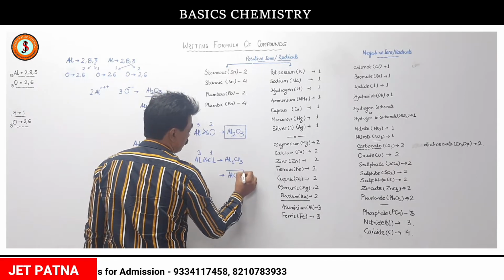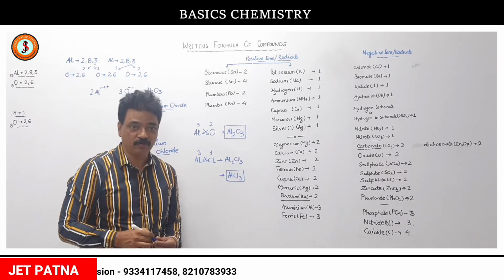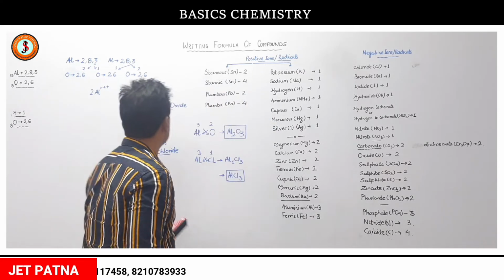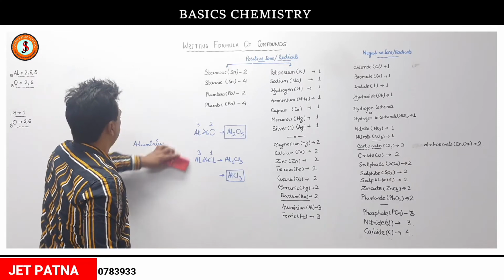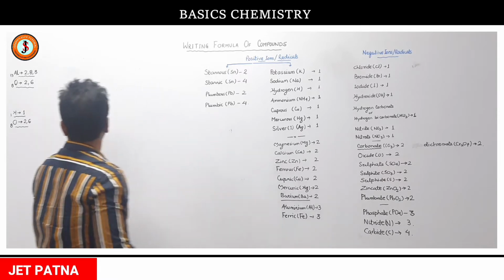So this is how we write the formula of chemical compound. Very, very important. The process also is almost the same. There are other type of bondings also. So I will try to explain to you. Other type of bondings also are there. So I will try to explain.